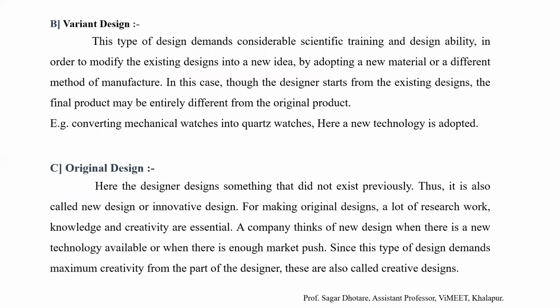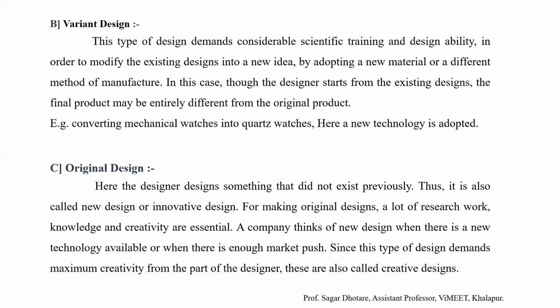Next one is variant design. This type of design demands considerable scientific training and design ability in order to modify the existing design into a new idea by adapting a new material or a different method of manufacturing. In this case, the designer starts from the existing design and the final product may be quite different from the original product. Okay, so this is a quite upward version of a design where we require a moderate level of knowledge related to design and some scientific skills. That is, how the manufacturing process occurs, how the energy can flow. Okay, so we need that scientific training for doing a modification in an existing idea.